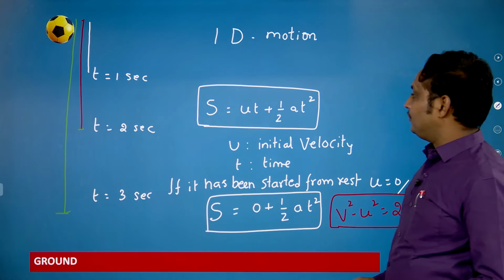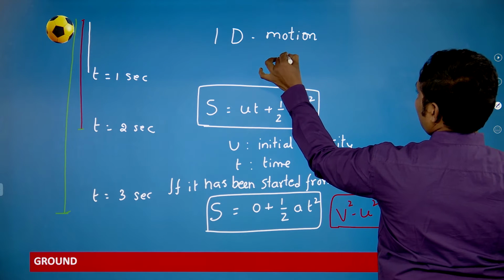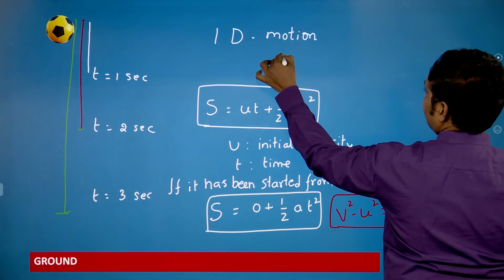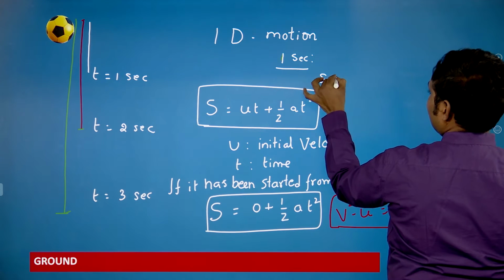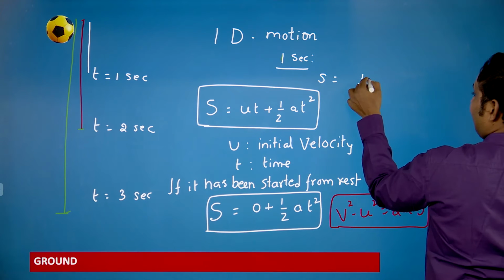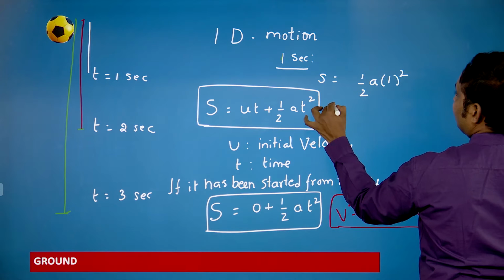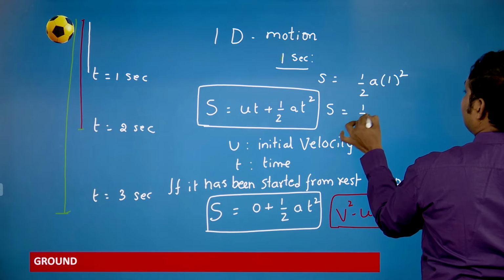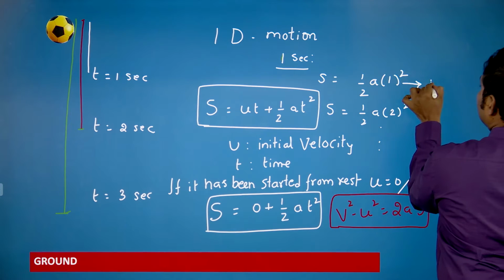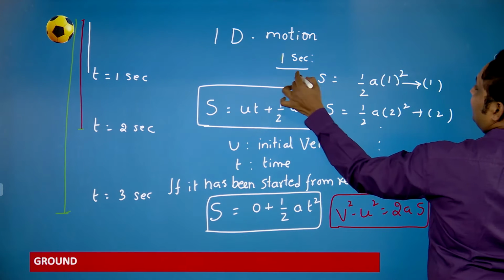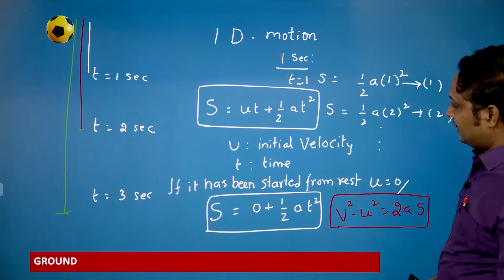Easily you will solve the problem. Just take the first second; in 1 second it is identified that s is equal to 1/2 a into 1 square. Like that we take 1/2 a into 2 square; this is the first one, this is the second one, this is at t is equal to 1 second. In this way we can solve the problems, it's very clear.